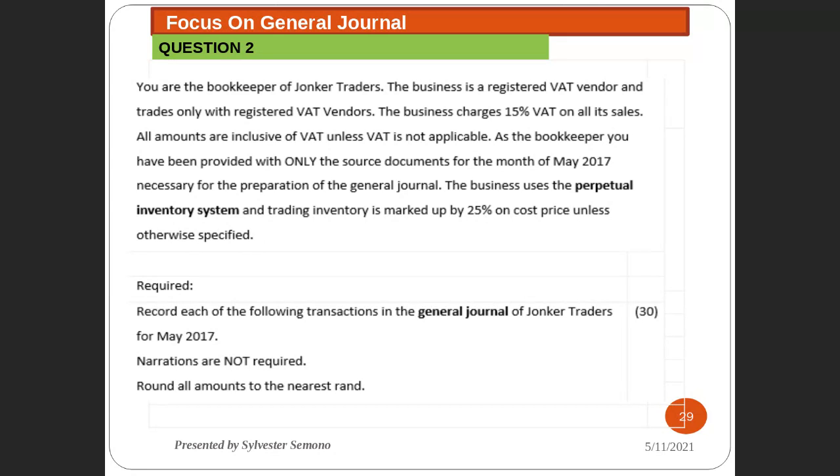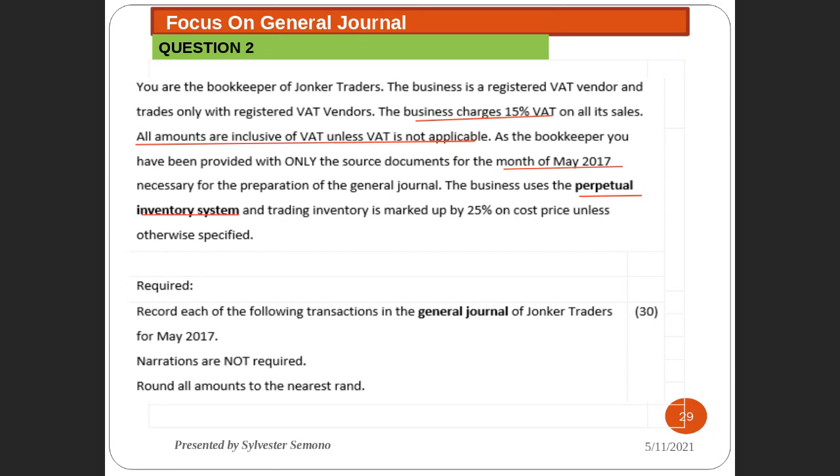Yeah, but for the time being, I'm going to do this, okay? I'm going to highlight the most important information. Let's say I'm writing this test, I'm going to highlight the fact that I charge VAT at 15%. And I'm going to highlight the fact that all the amounts are inclusive of VAT unless stated otherwise. And I'm going to make sure that I highlight my month, and my inventory system.